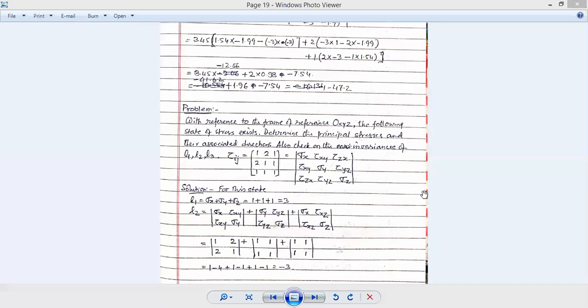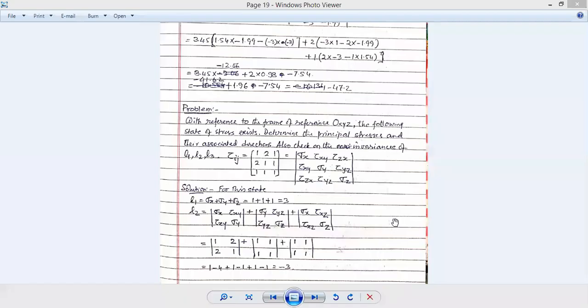Now, as this matrix is given to us, you can put this matrix side by side. We have already reduced the equation for the invariant L1, which is equal to sigma x plus sigma y plus sigma z. Put the values of sigma x, y, and z here, which are 1, 1, and 1. So 1 plus 1 plus 1 is equal to 3.